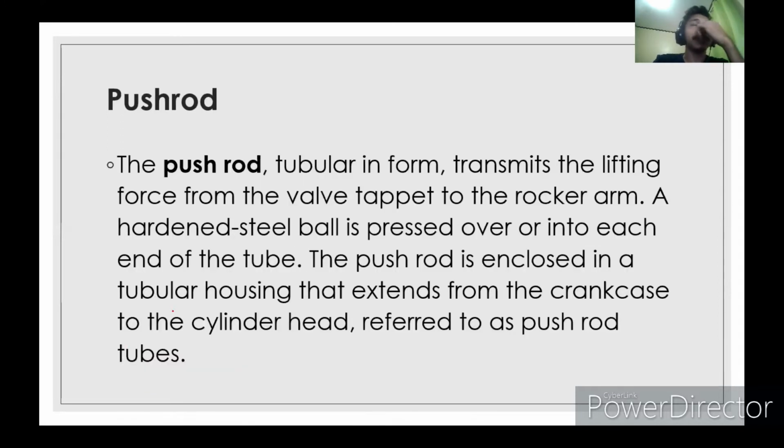And then lastly is the pushrod. The pushrod is a tubular form transmitting lifting force from the valve tappet to the rocker arm. A hardened steel ball is pressed into each end of the tube. The pushrod is enclosed in a tubular housing that extends from the crankcase to the cylinder head, referred to as pushrod tubes.